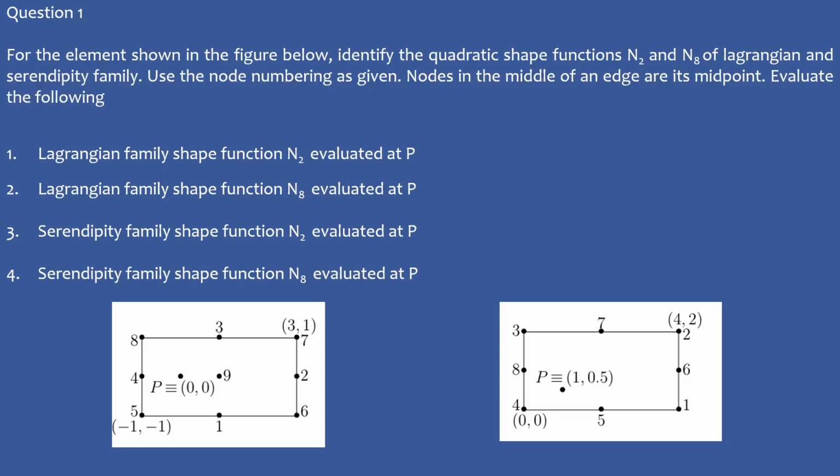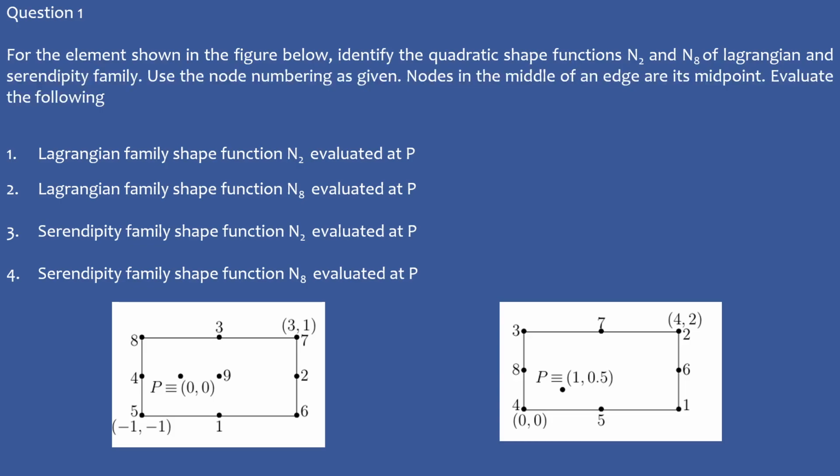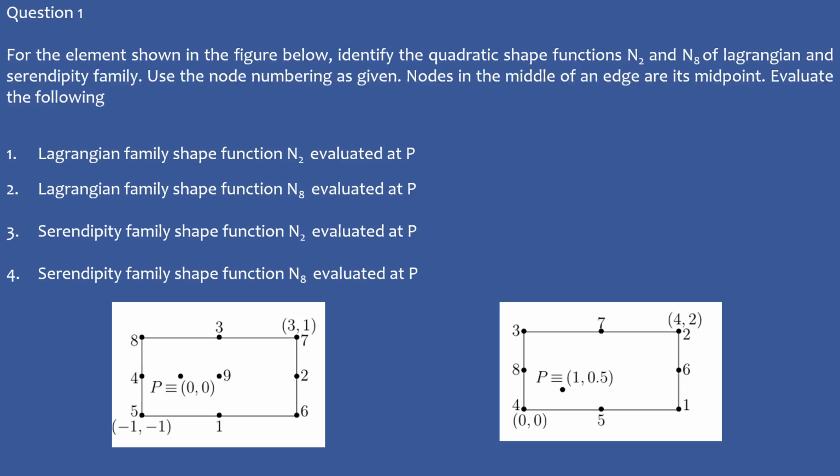Last week we also calculated the interpolation function, and now we are going to solve for the interpolation function using different families, the Lagrangian family and the serendipity family shape functions. So there are different methods. At 2 points you need to evaluate using the Lagrangian family, and at another point you need to calculate using the serendipity family shape function.